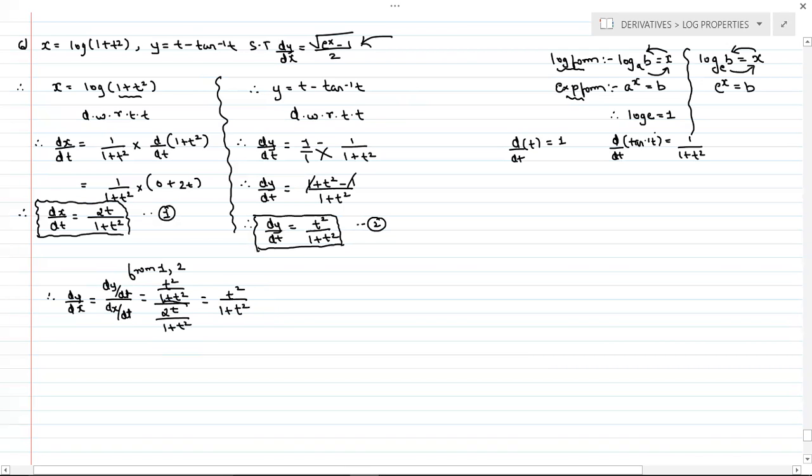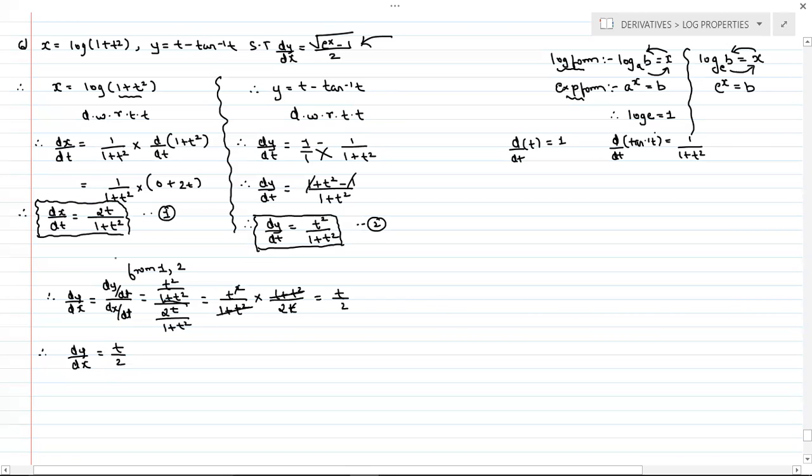So when you do the multiplication, as it is in division, it will get reciprocal. So this will be 1 plus t square upon 2t. Clearly we can see that 1 plus t square is common. Here we can cancel it out. So what are we left with? t by 2. So here we got the answer, that dy by dx is equal to t upon 2.